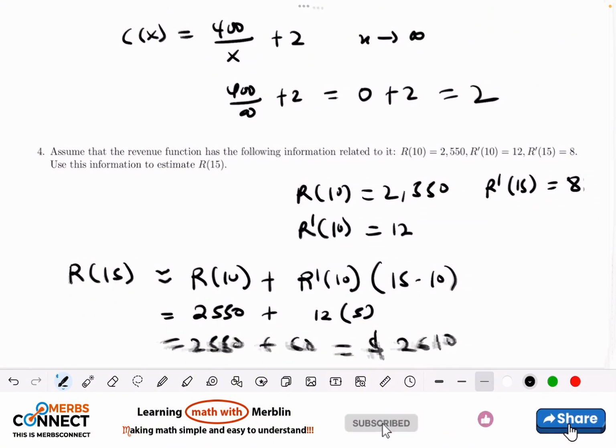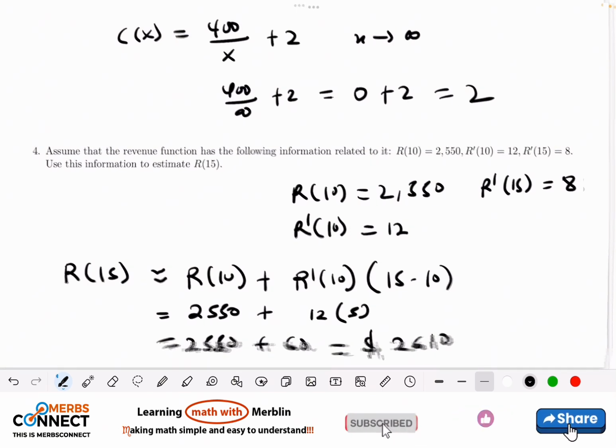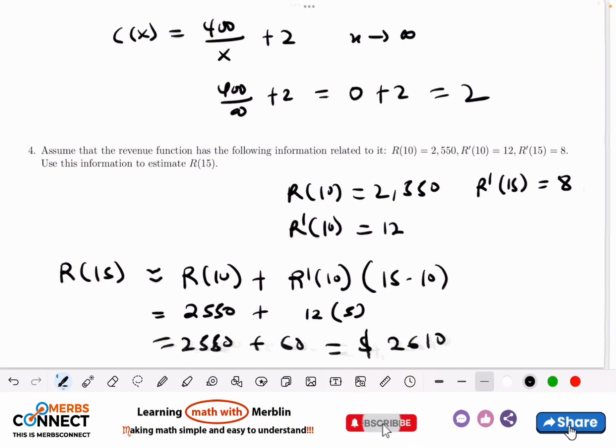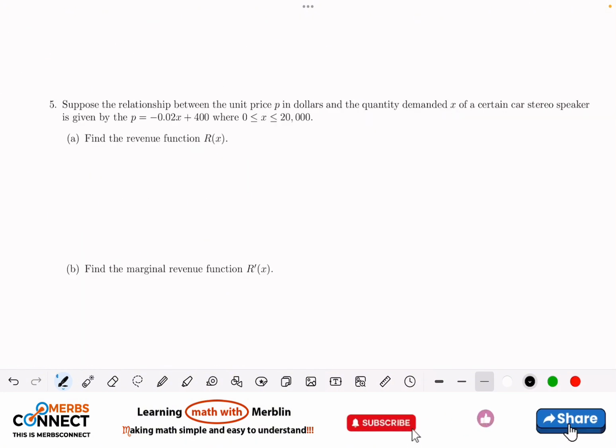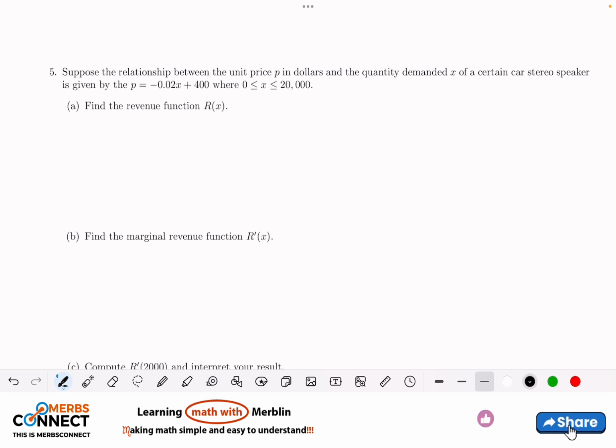Yes. So this is what you are going to get for r of 15. Now let's look at the last question, and then we are done from here. The last question is this.